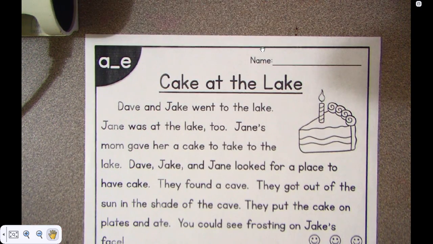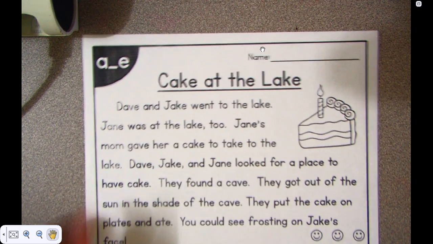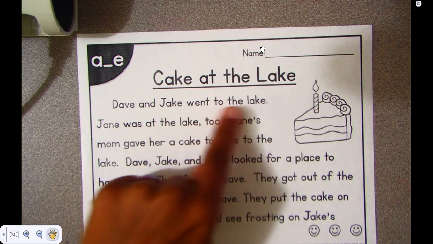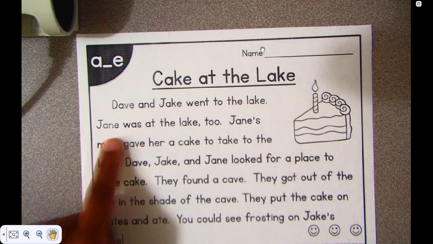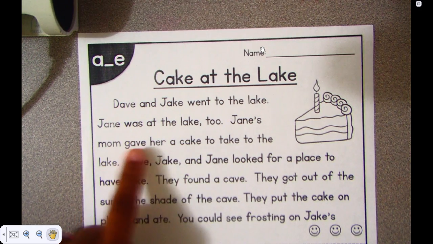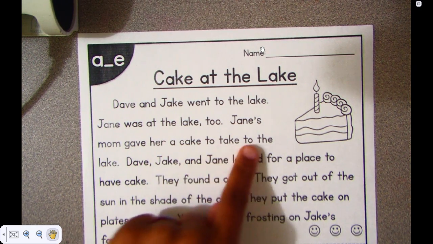So let's get reading. A Cake at the Lake. Dave and Jake went to the lake. Jane was at the lake too. Jane's mom gave her a cake to take to the lake.